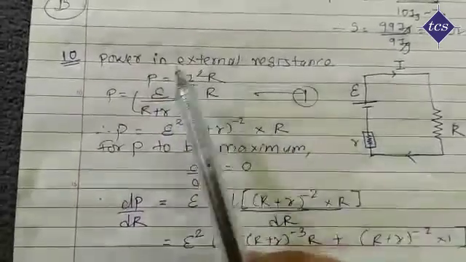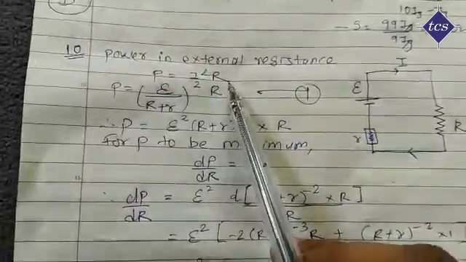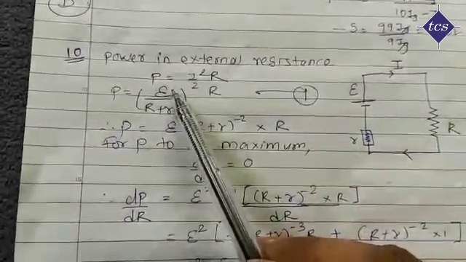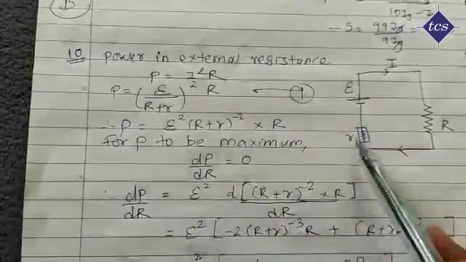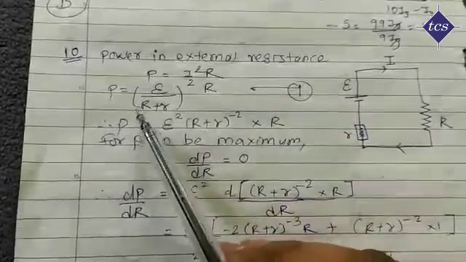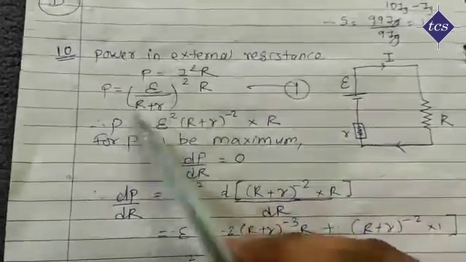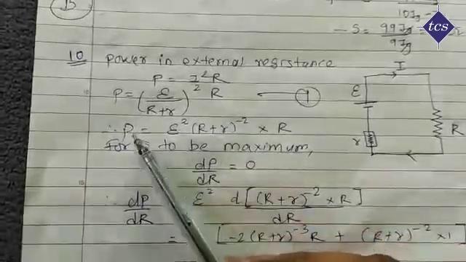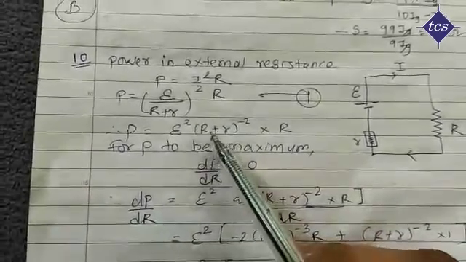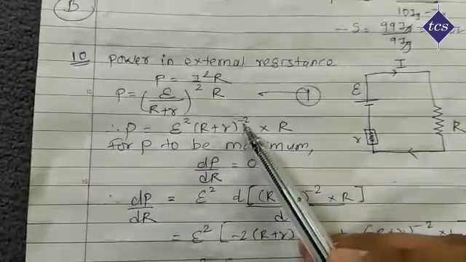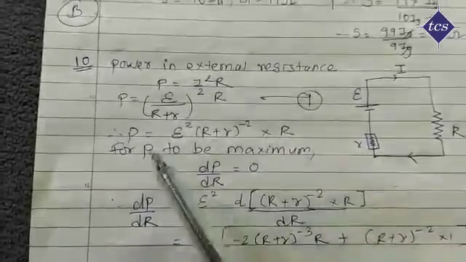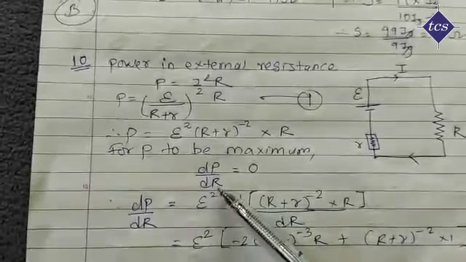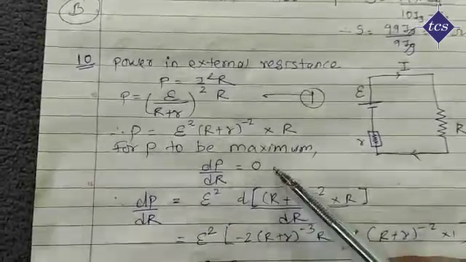The power in the external resistance is P equals I squared R, but the current flowing through the circuit can be written per Ohm's law as E upon the equivalent resistance of these two connected in series, that is capital R plus small r, the whole square, into R. Now taking this term into the numerator, power P equals E squared into bracket R plus small r raised to power minus 2 into R. So for maximum power, the derivative of power with respect to external resistance will be 0.